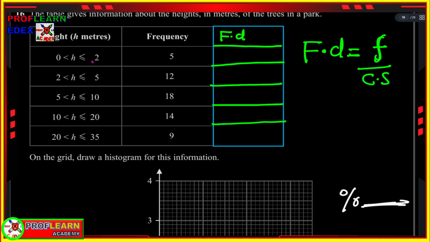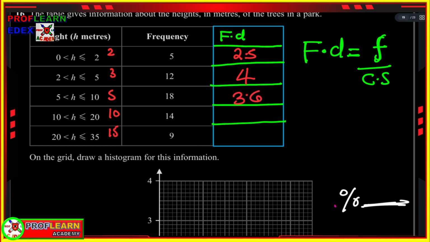So the class widths here are 2, 3, 5, 10 and 15. Those are the class widths I've written there. To find the frequency density, it will be 5 over the class width, and that will be 2.5. 12 divided by 3 will give us 4. Frequency density here will be 4. 18 divided by 5 will give us 3.6.